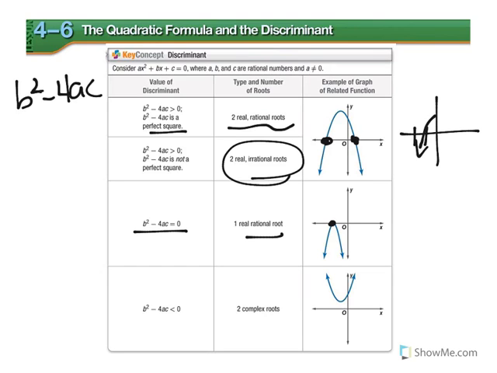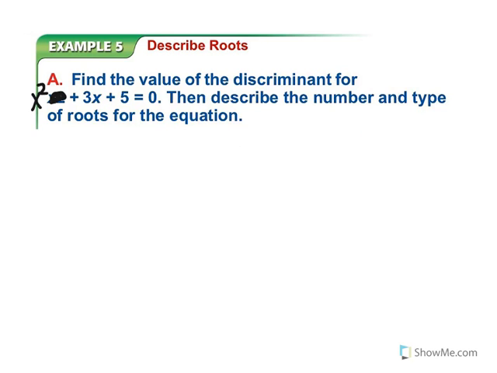And if you have anything underneath the radical, so b squared minus 4ac, and it's a negative number, it's going to be 2 complex roots, meaning it never actually crosses the x-axis. They're going to be imaginary numbers. So with that logic, let's try example 5.